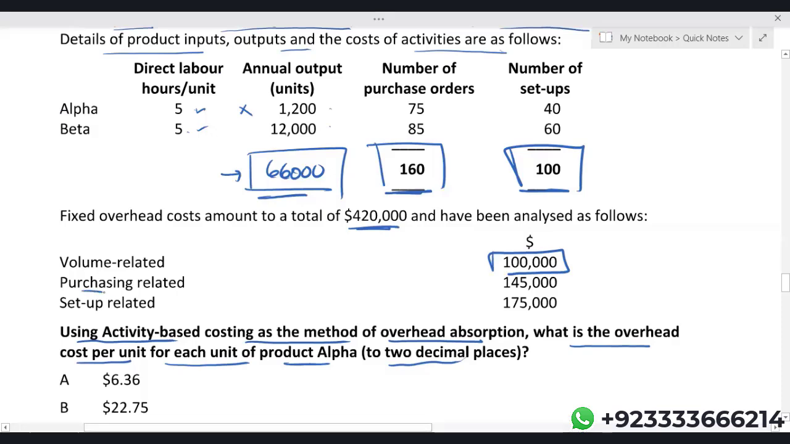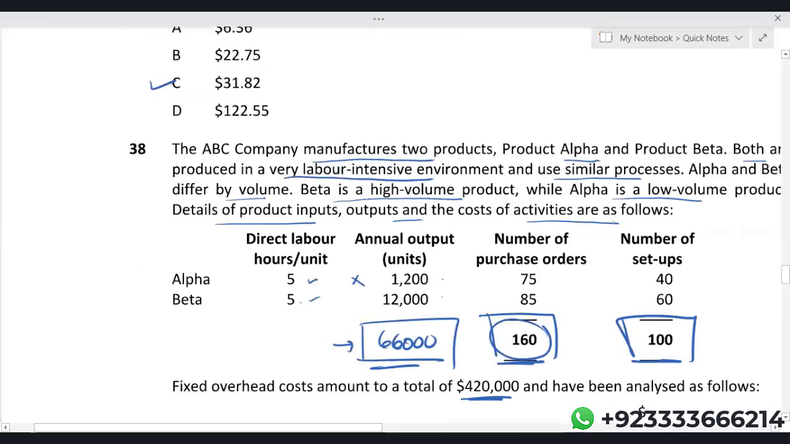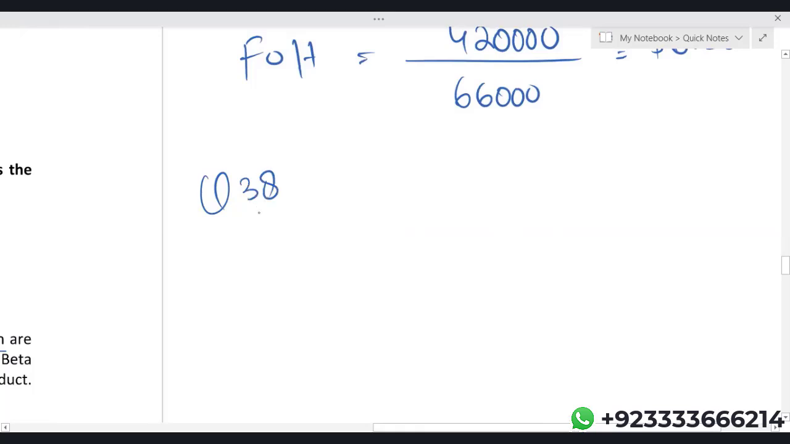Okay. Purchasing related, 1,45,000 divided by 160 will give us per purchase order cost. 1,75,000 is setup. Divided by 100 will give us per setup cost. So let's calculate at least per labor hour cost, per purchase order cost, per setup cost. So now we'll be calculating 3 overhead absorption rates. The question number we are discussing is 38.